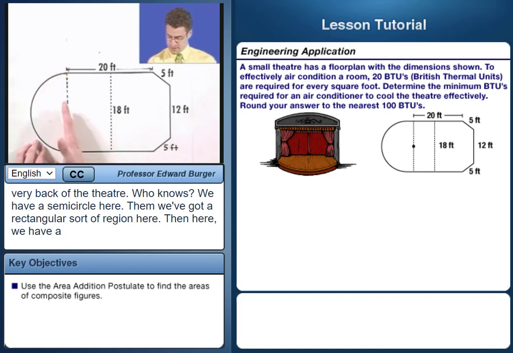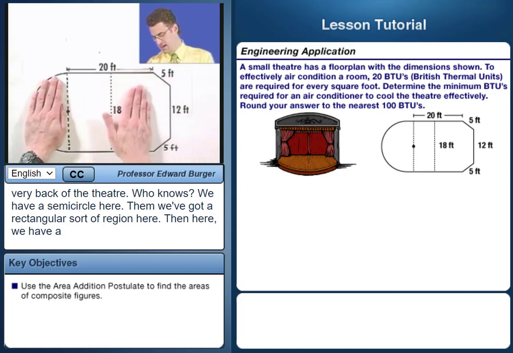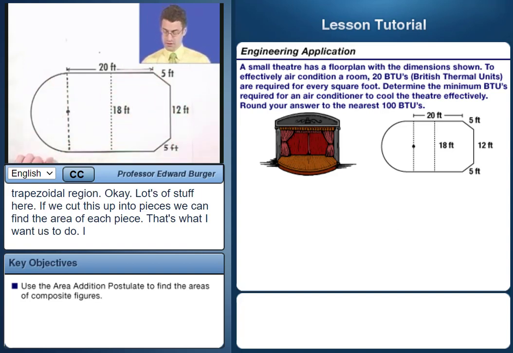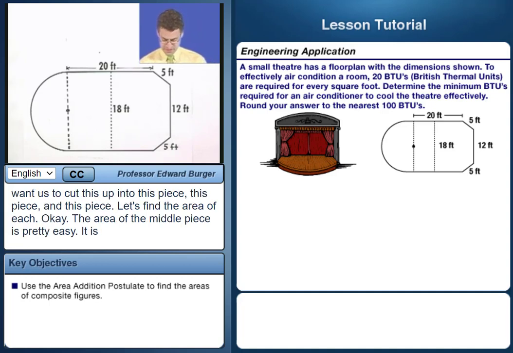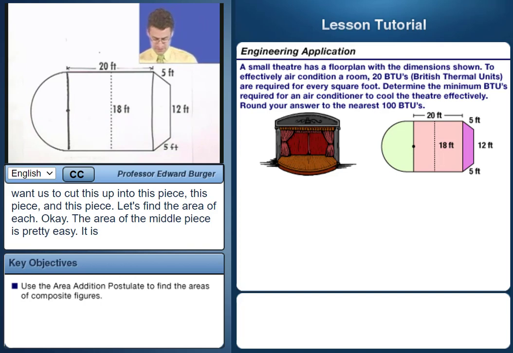Then we've got sort of a rectangular region here, and here we've got a trapezoidal region. Okay, so lots of stuff here. If we cut this up into pieces, we can find the area of each piece. So that's what I want us to do. I want us to cut this up into this piece, and this piece. Let's find the area of each.